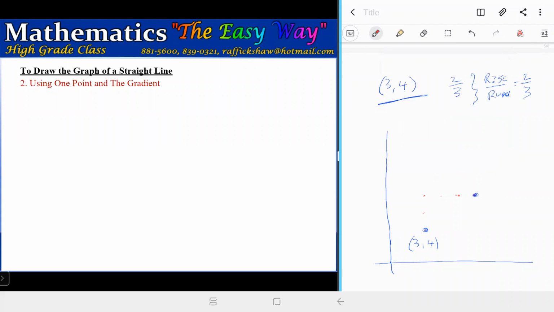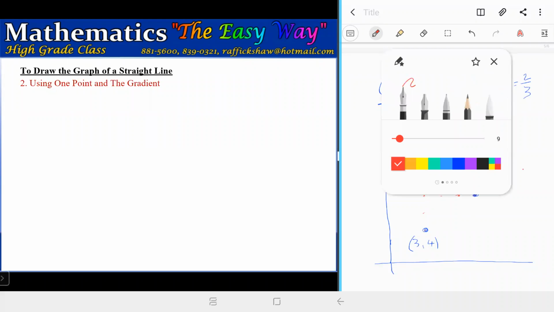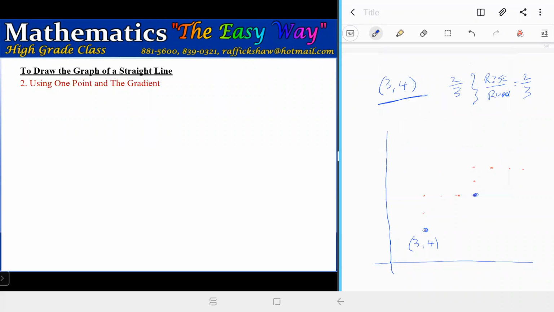Simple as that. I can continue. Rise 2 again from this one. 1, 2, and then run 3. 1, 2, 3. So you see that now is another point on the same line, right here. And you see that you can now draw a straight line through them, like that. It's not so straight, but you get the picture. So like that, using 1 point and the gradient. So you rise and run from the 1 point that you have.